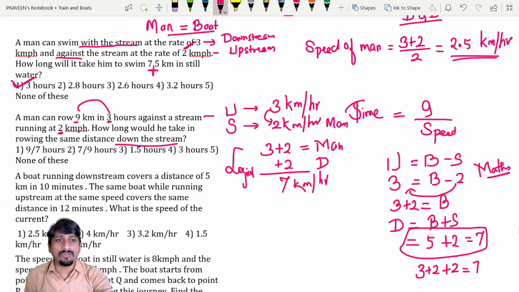Clear? So now they are asking 9 upon what is the speed. 9 kilometers we have to go, and speed is 7. So the answer is 9 by 7 hours.